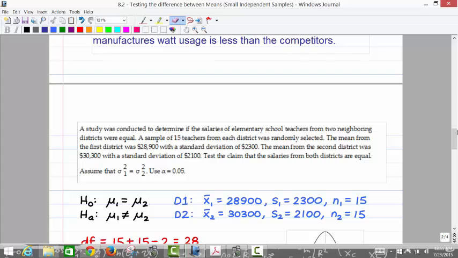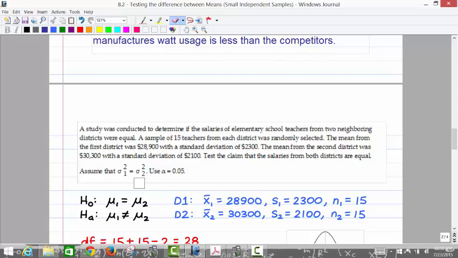All right, so here what we have, let's see. Determining the salaries from elementary school teachers, 2 districts are equal. So they're taking 15 teachers from each district. The mean from the first district is 28,900 with standard deviation of 2,300, and then the mean from the second was 30,300 with a standard deviation of 2,100. Test the claims that both districts are equal. So sometimes it'll say assume the variances are equal in words, but showing you this last part where it says sigma 1 squared equals sigma 2 squared, that's assuming they were equal. If they weren't, you would see the not equal symbol there.